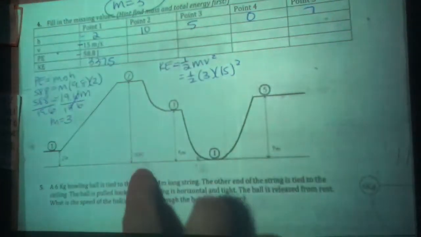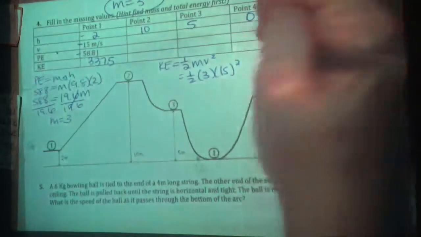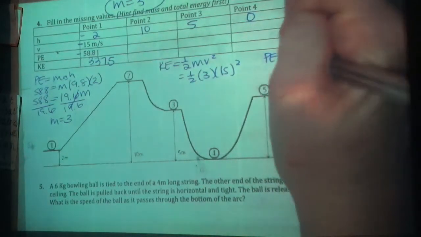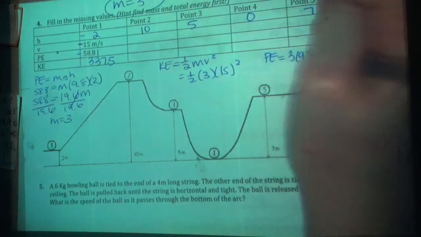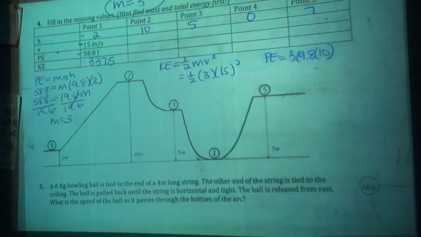I've been given the height. If you have height, you can find potential. So potential is mass times gravity times height. And that gives me a potential of 294.